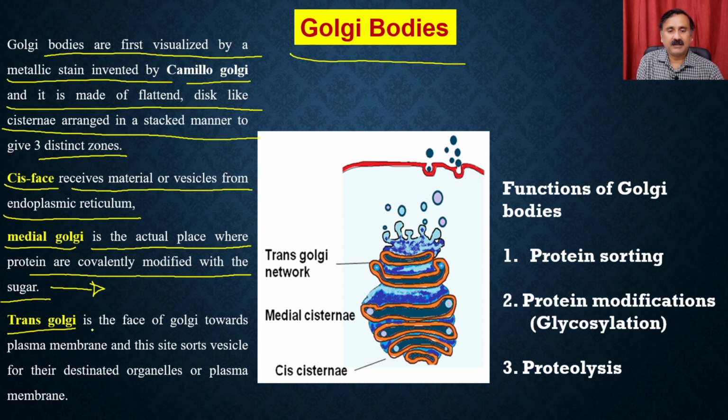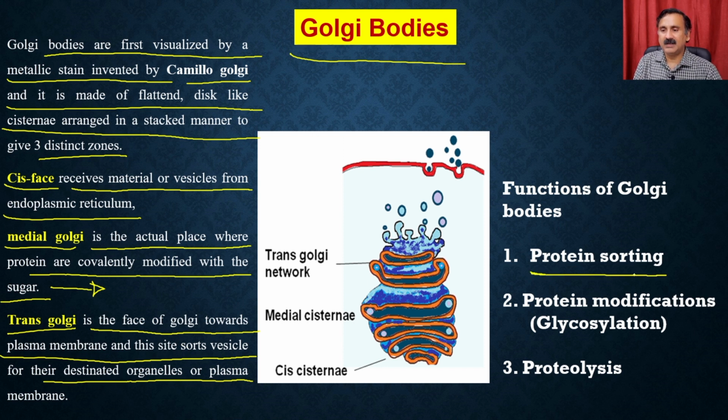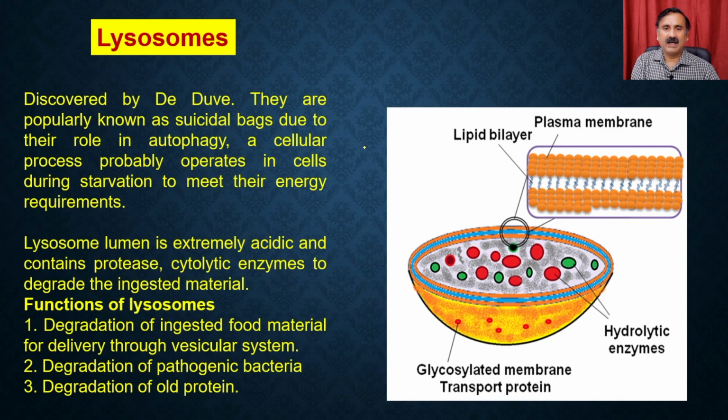And then we have the trans Golgi, which is the face of the Golgi towards the plasma membrane, and this site sorts the vesicles for their destination organelle or the plasma membrane. So these are the different functions of the Golgi. It can help in protein sorting, protein modifications, and also in proteolysis.